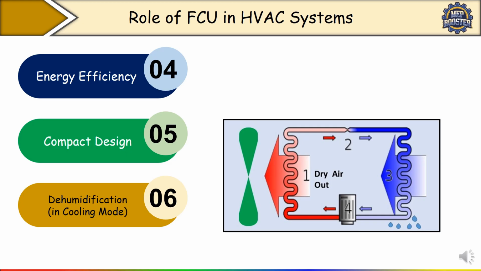Next is the dehumidification. So FCUs generally play a role in dehumidification, especially when cooling the air. So when the air passes over the chilled coil, moisture in the air condenses and is removed, lowering the humidity level. Understood? During cooling, generally the air temperature is lowered, as all of you know, to the dew point, causing moisture in the air to condense on the cold coil surface. So this moisture is collected in a drain pan and removed, reducing indoor humidity and improving the comfort environment.